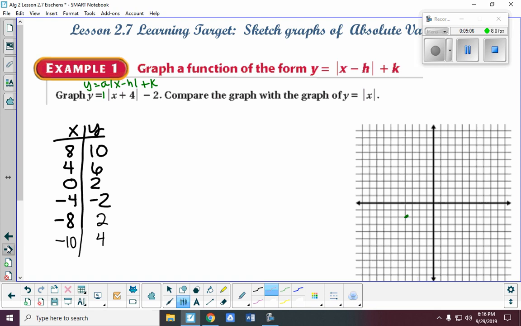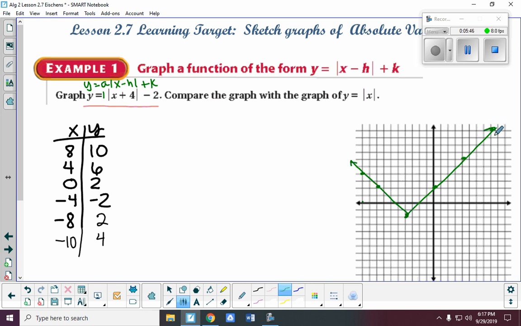So I've made an XY chart for this equation right here, and we're going to just plot those points. So we have 8, 10, 4, 6, 0, 2, negative 4, negative 2, negative 8, 2, and negative 10, 4. And we can see this is a V shape like this.